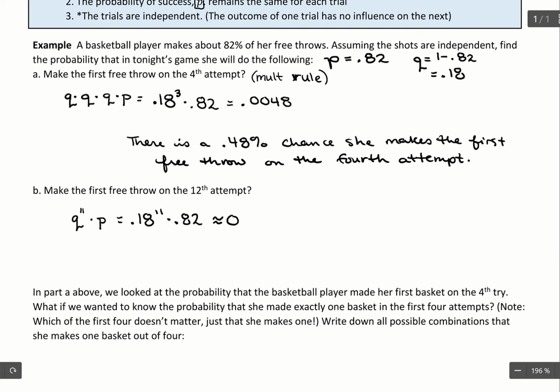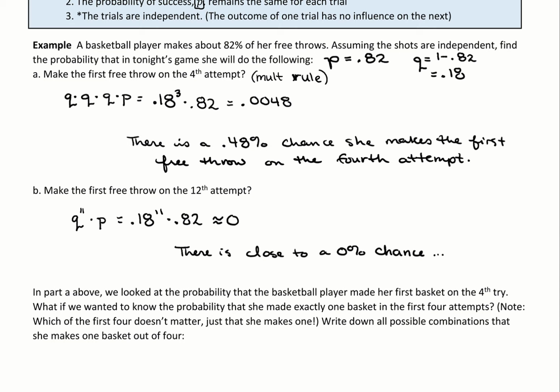This comes out to, so there's a 0% chance, or we should say there is close to a 0% chance, because it is possible. When you say there is 0% chance, it sounds like it's completely impossible, but the probability is so low, it's basically 0. So there's close to a 0% chance she makes the first free throw on the 12th attempt. And the idea is it's almost impossible for her to do this because she's so good. She makes 82% of her free throws. So to mess up 11 times in a row and then finally make it, she's just too good to do that.